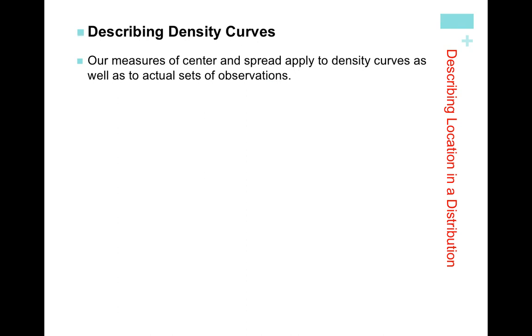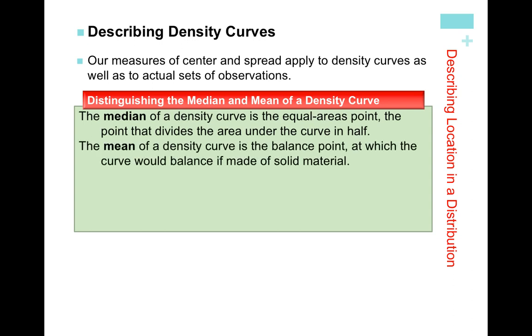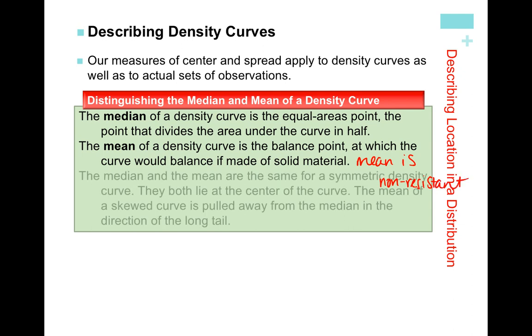The measures of center and spread that we learned in chapter 1, where we found mean and standard deviation, applied to data sets. It also extends to density curves. The mean and median of a density curve are dependent on the shape of the distribution. The median is located at the equal areas point, and the mean is located at the balance point, because remember, the mean is non-resistant, meaning that it gets pulled towards any outliers or skew.